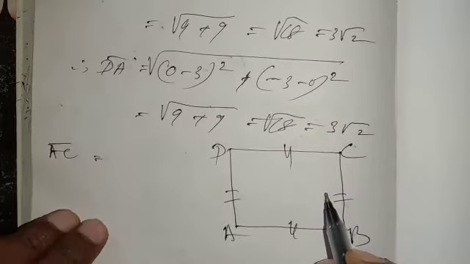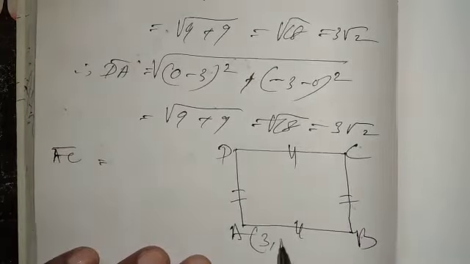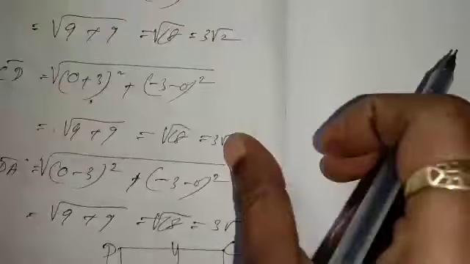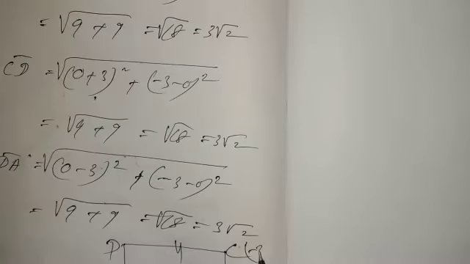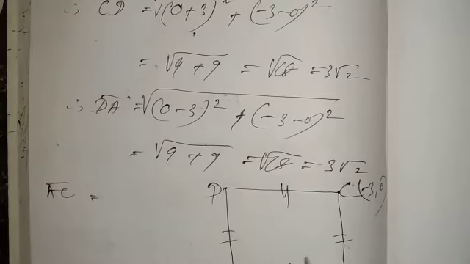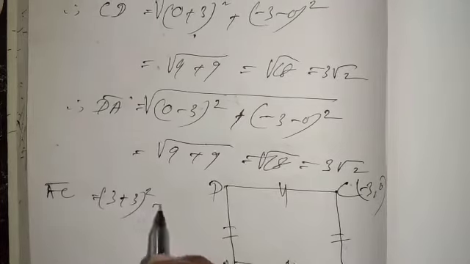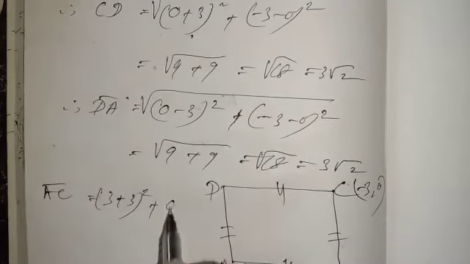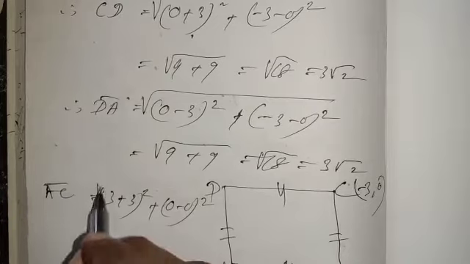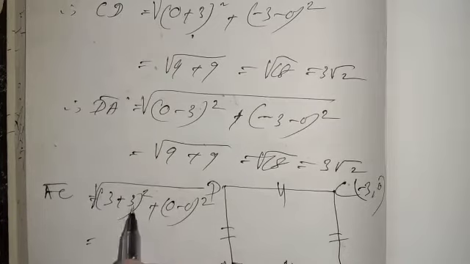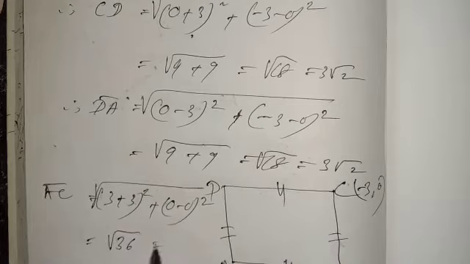A is given as 3, 0. I am writing here 3, 0, and C is given as minus 3, 0. So AC will be the same process: 3 plus 3 whole square, then 0 minus 0 whole square, square root over. How much is coming? 3 plus 3 is 6. 6 whole square is 36. Root over will be 6.